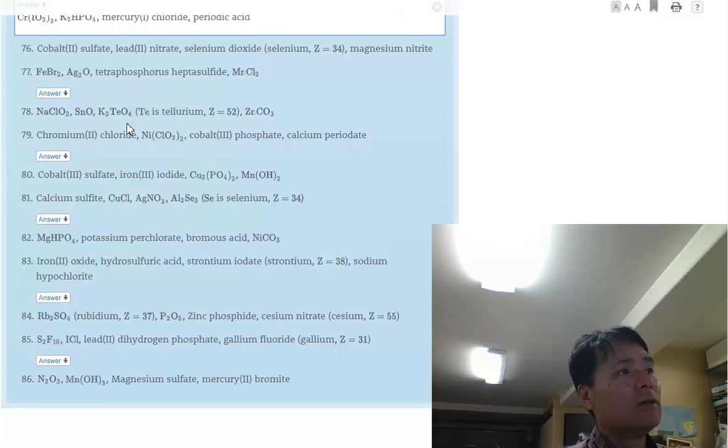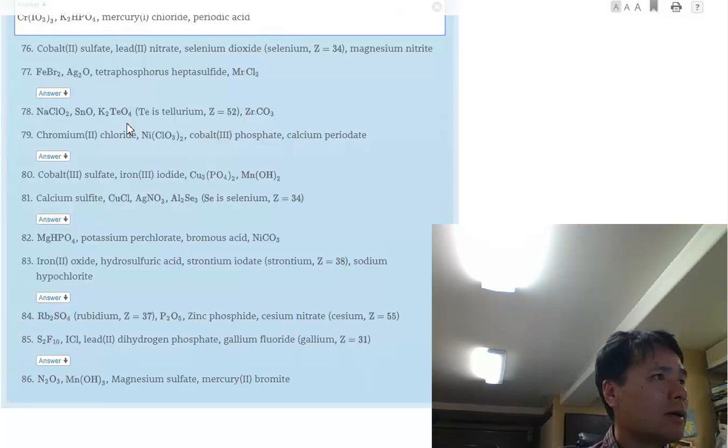Carbonate is CO3 2 minus. Zirconium is a variable charge, so that's zirconium 2 carbonate. Okay. 79. Chromium 3 chloride. It would be, oh, excuse me, not 3, chromium 2 chloride, which would be a Cr with a 2 plus charge, and then would require 2 chlorides to balance out the charge there. So CrCl2. And then nickel. Nickel in this case is a 2 plus because we got ClO3. ClO3, as you call this chlorate. So that would be nickel chlorate, nickel 2 chlorate, Roman numeral 2 chlorate.